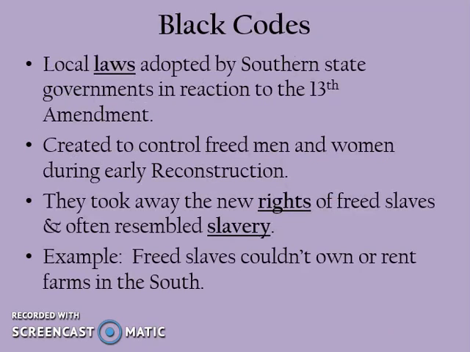The South responded to all this by passing what were called black codes. These were local laws adopted by Southern state governments in reaction to the 13th Amendment. They were created to control freed men and women during early Reconstruction. They took away the new rights of freed slaves and often resembled slavery. An example, freed slaves couldn't own or rent farms in the South.